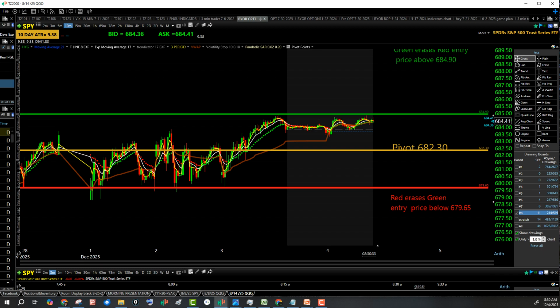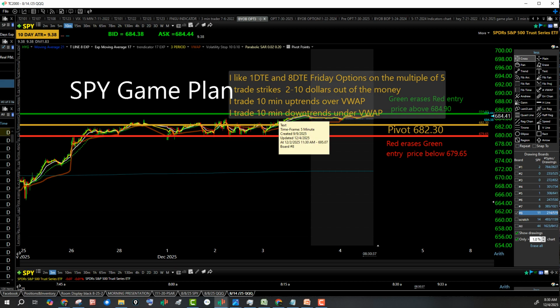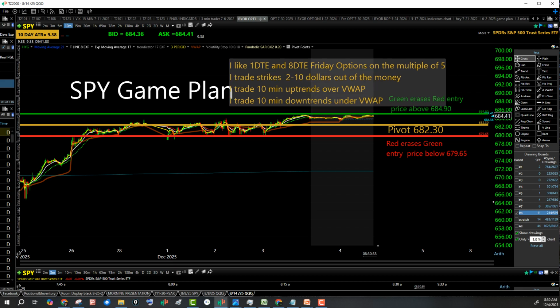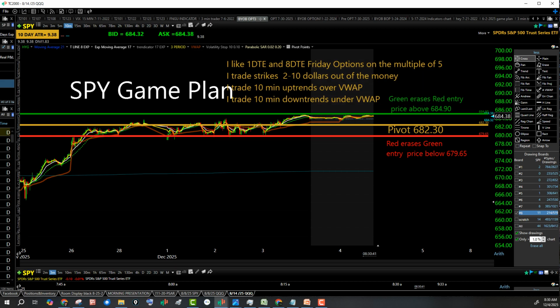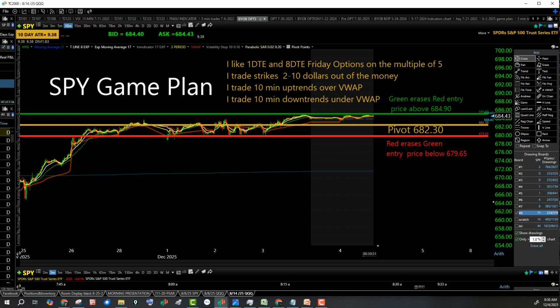Okay, so there's SPY on the 10-minute. You already know about the 10-minute uptrends. Again, if a 10-minute downtrend were to manifest up here long before it gets to the red erases green entry, I'm not opposed to trading it. I just like to see it break the 10-minute bearish rubber band candle. Again, you can choose to use the 5-minute. I like the 10.